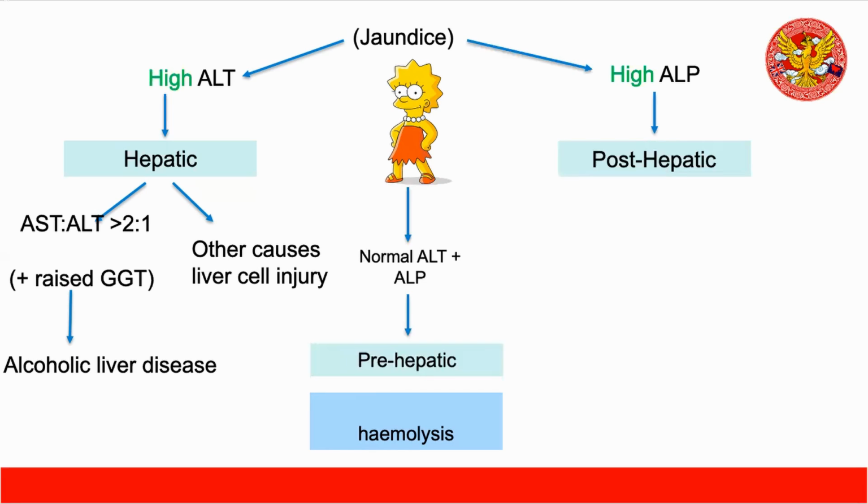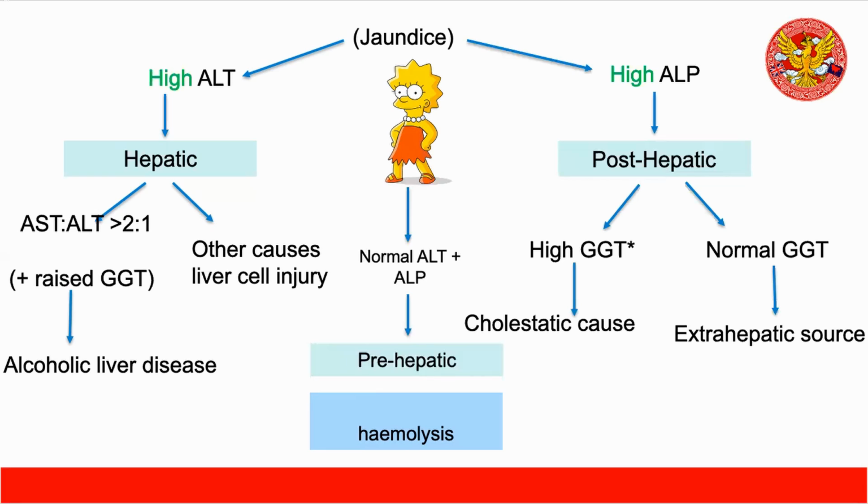If you have a predominantly raised ALP, that would suggest a post-hepatic cause of jaundice. And then you'd look at your GGT levels. If that's also raised, it would suggest a cholestatic cause. However, if the GGT is normal, and perhaps if this patient didn't have jaundice and you had an isolated rise in ALP, it would maybe be suggestive of an extrahepatic cause. If you remember that ALP is found in the bones and also in the placenta, it could be due to those other disease processes causing the raised ALP.